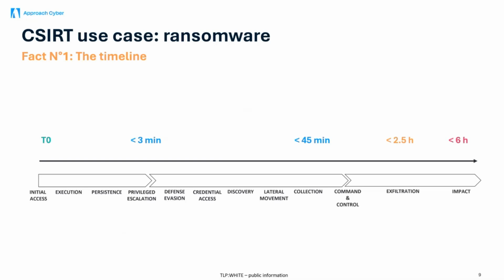So first of all, the timeline. If you look into the full execution of the attack, it took less than 3 hours to exfiltrate the data, and it took them less than 6 hours to encrypt all of the file systems and file servers. So the attack actually went very, very rapidly.